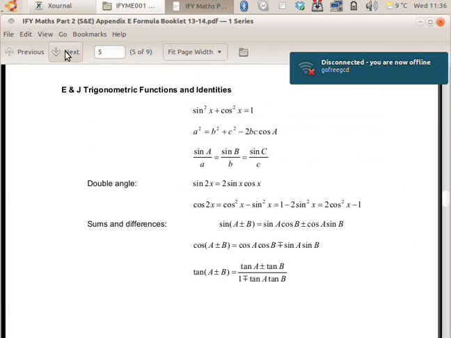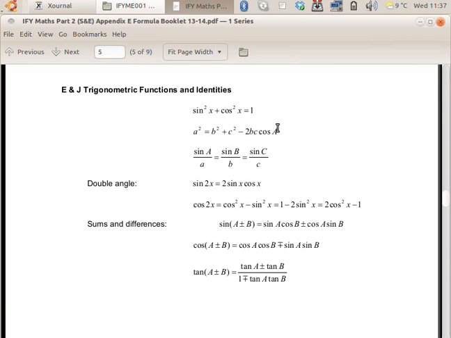Right, so the formulas you've got are your classic sine squared plus cos squared equals 1. You also got the cosine rule, which you don't need because that's in semester 1. You got your sine rule, semester 1. You got your double angle, and you also got your compound angles. So none of these, Brendan, should be in the formula book, and you should be able to try and prove them all using sine squared plus cos squared, compound and double angles.